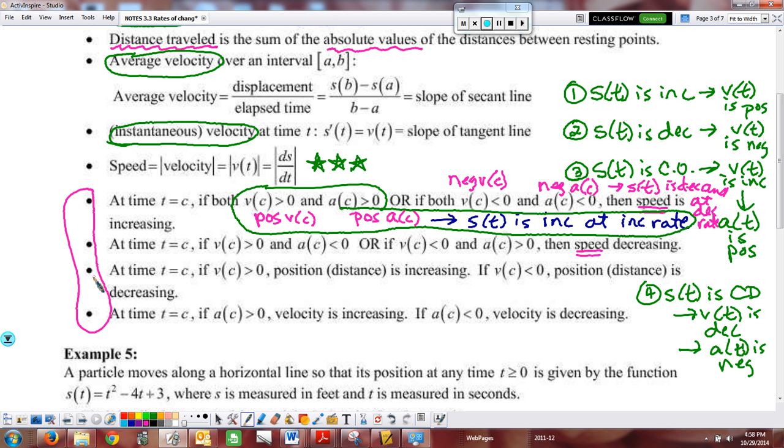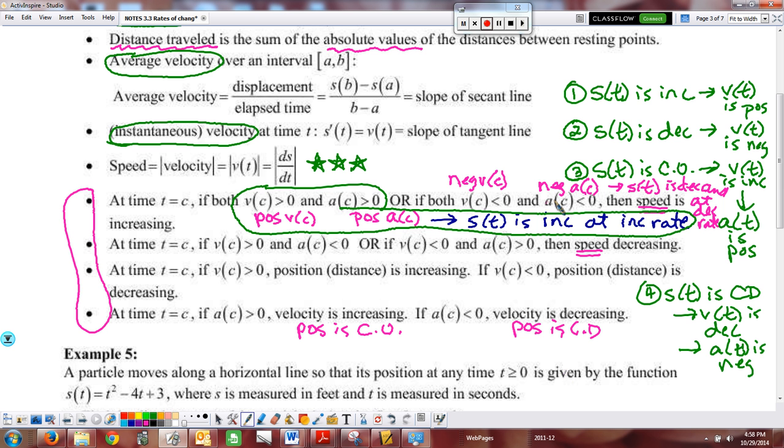And again, these last two are just reminding yourself that if the velocity is positive, your position function is increasing. If your velocity is negative, your position function is decreasing. If your acceleration is positive, your velocity is increasing and your position is concave up. And if your acceleration is negative, your velocity is decreasing and your position is concave down. And so we really want to get straight in our head how all of these concepts work together.